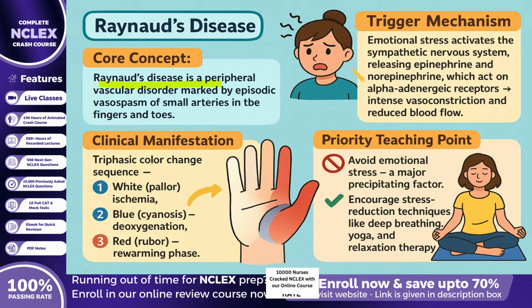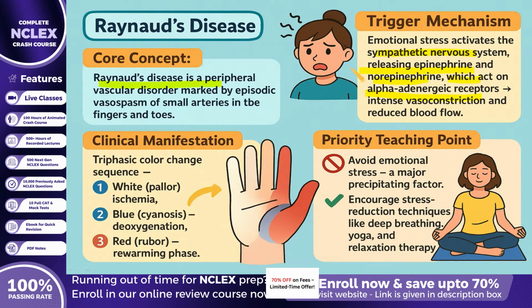Emotional stress, whether from anxiety, fear, or anger, triggers the sympathetic nervous system, leading to the release of catecholamines, such as epinephrine and norepinephrine. These chemicals act on alpha-adrenergic receptors in vascular smooth muscle, causing intense arteriolar constriction that drastically reduces blood flow to the digits.